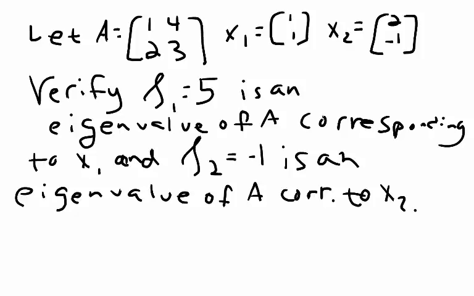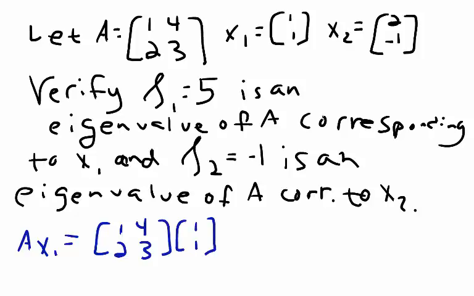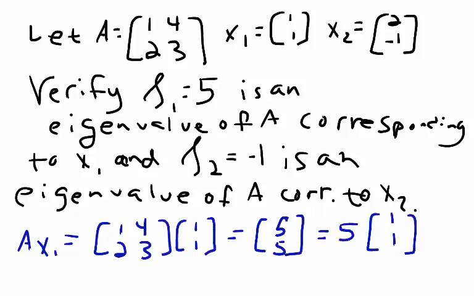So we take our 2 by 2 matrix A multiplied by x sub 1, and you can multiply these manually or using your graphing calculator. This gives us the 2 by 1 matrix, entries 5 and 5. If we factor out a 5, we're left with the 2 by 1 matrix 1, 1 times a scalar 5. And this is equal to lambda 1 times x sub 1.